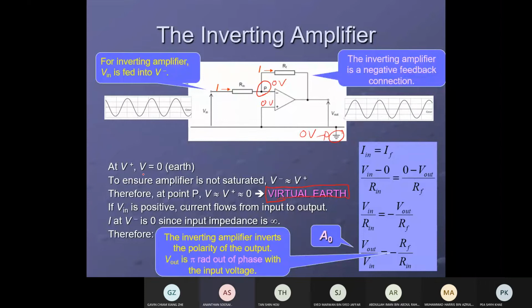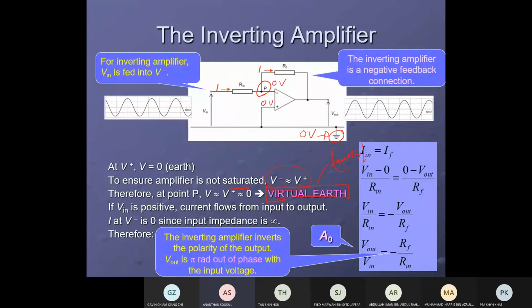Why? This is the reason. In the exam, they will ask, what is meant by virtual Earth? It's a 3 marks question. What do you have to say? V plus is 0 volt. To ensure the amplifier is not saturated, to prevent saturation, V minus and V plus must be about the same.